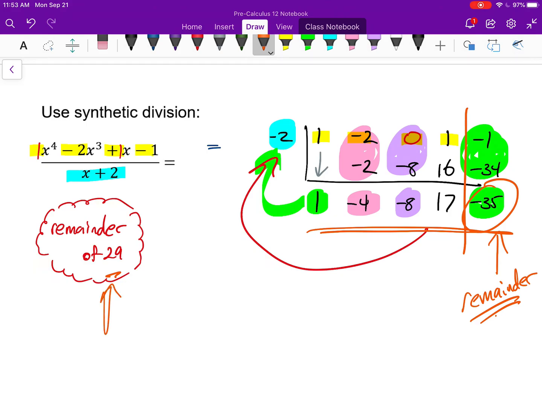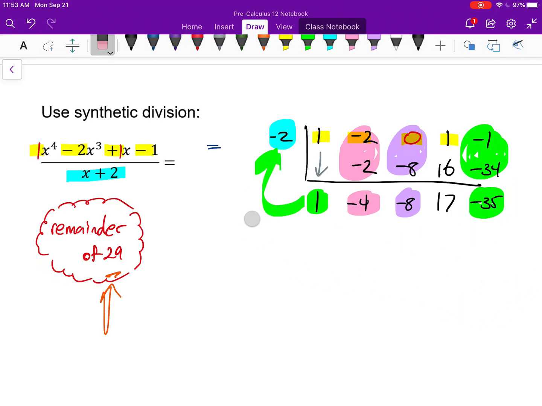And one good thing about these next couple lessons is quite often if we make a common silly little arithmetic mistake, we can catch it. Like our work kind of contradicts itself. So I now know there was a mistake because my remainder is negative 35. I knew it should be 29. So what was my mistake? Hopefully by now you've seen it.